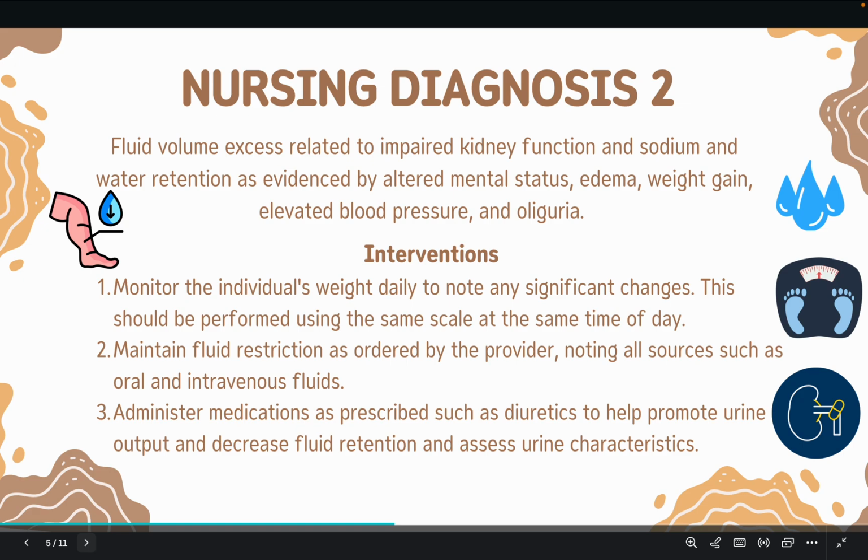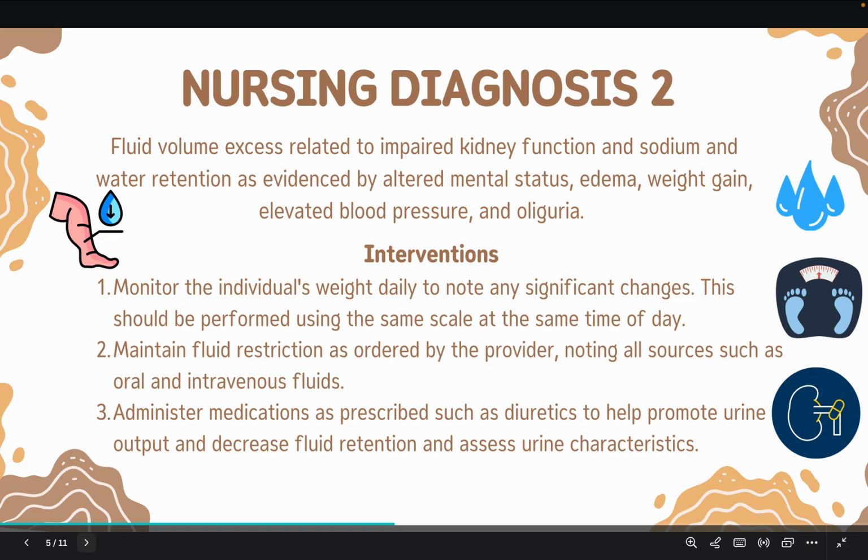The second nursing diagnosis is fluid volume excess related to impaired kidney function and sodium and water retention, as evidenced by altered mental status, edema, weight gain, elevated blood pressure, and oliguria. The interventions I've included for this is to monitor the individual's weight daily to note any significant changes. This should be performed using the same scale at the same time of day, as well as the patient wearing the same outfit, just to get the most accurate results.